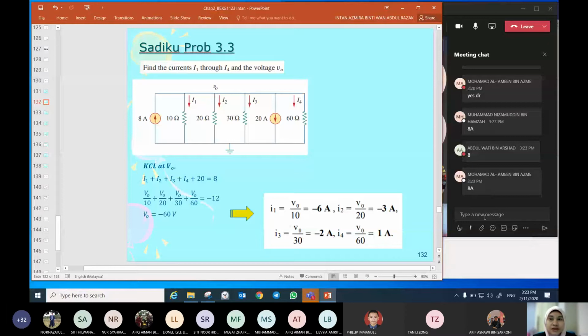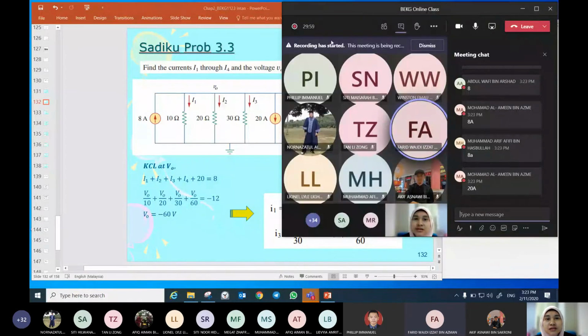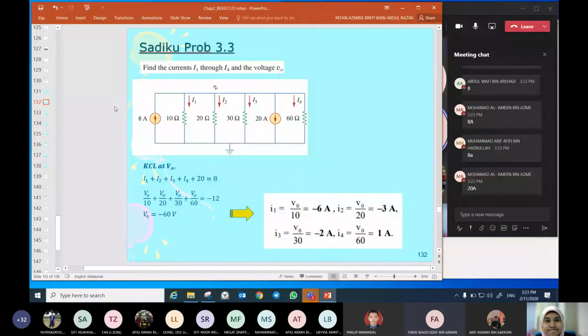So, what are the currents leaving the node? Farid, Wajid. What are the currents leaving the node? Give the name of the current. All the currents that leave the node. Farid? What are the currents leaving the node?